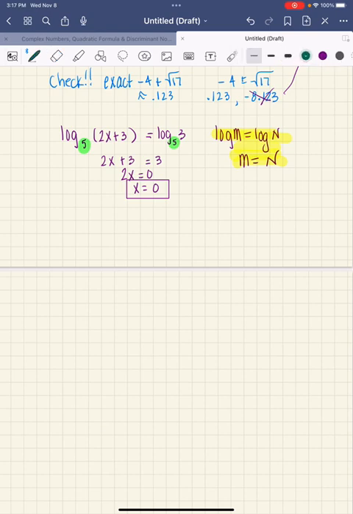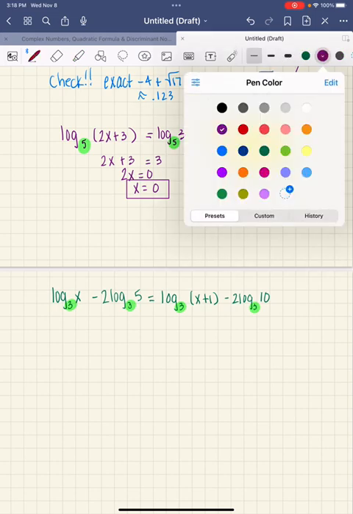The problem I want to do is the log base 3 of x minus 2 times the log base 3 of 5 is equal to the log base 3 of x plus 1 minus 2 times the log base 3 of 10. Okay, well, the good news is I see a lot of the same bases. These all have a base of 3, so that's helpful. I'm going to use my properties and I'm going to combine the logs.